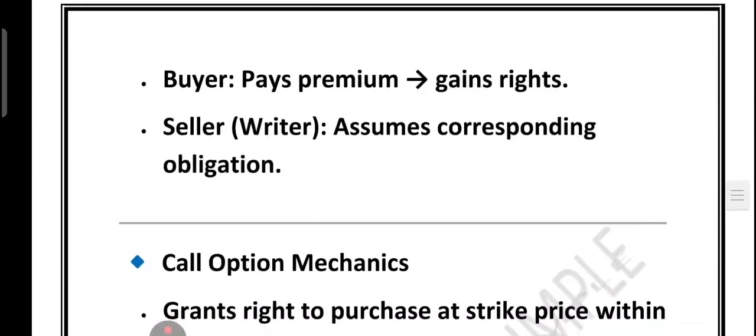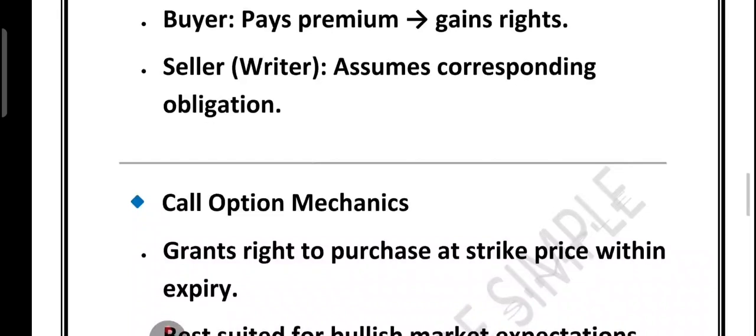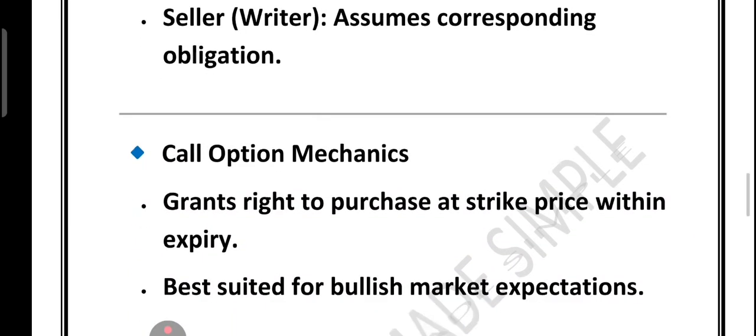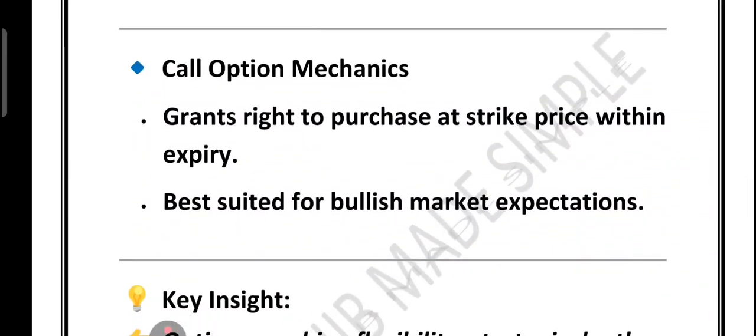If you look at the contract dynamics, please understand that the buyer pays a premium to get the right, and the seller, who is also called the writer, takes on the obligation to fulfill if the buyer exercises. So the buyer has the right, the seller has the obligation. If you look at call option mechanics, a call option lets you buy the asset at a strike price within the expiry date. Yes, there is an expiry date for every option. Within the expiry date, you can buy the asset. And a call option is used when you expect the price to rise. That's called a bullish market.